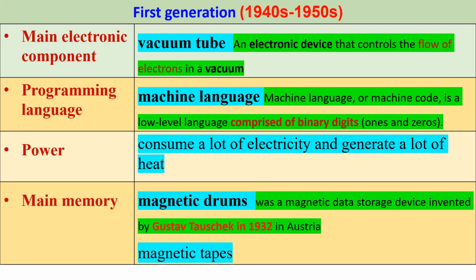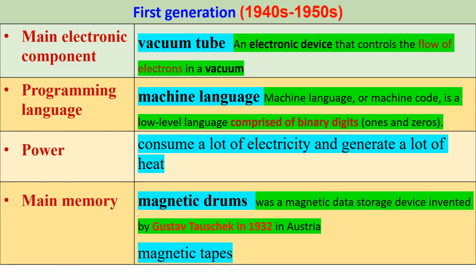This technology was first invented in 1932 by a person called Gustav in Austria. At the same time, magnetic tape also became available at the end of the era in the 1940s, the end of this generation. They invented the magnetic tape. First generation computers used magnetic tape as the storing medium.